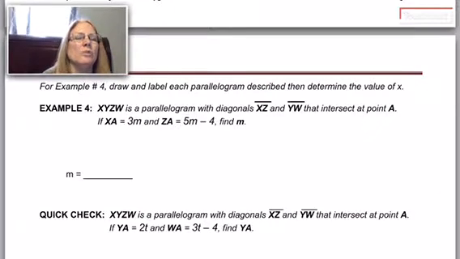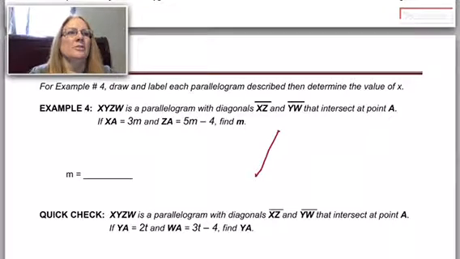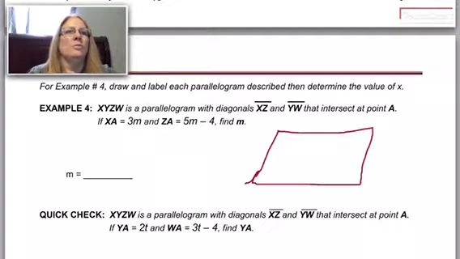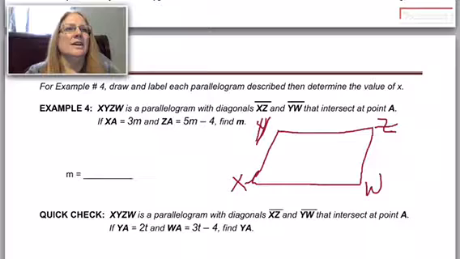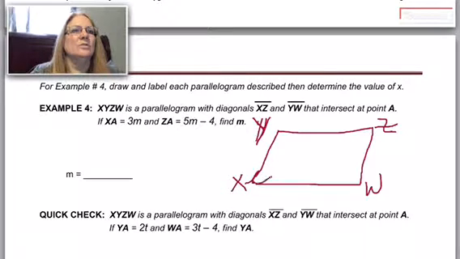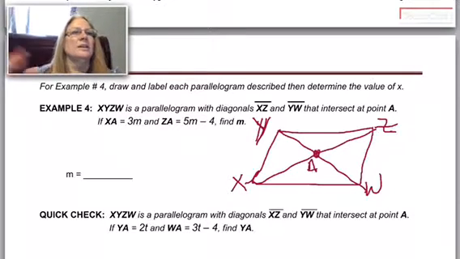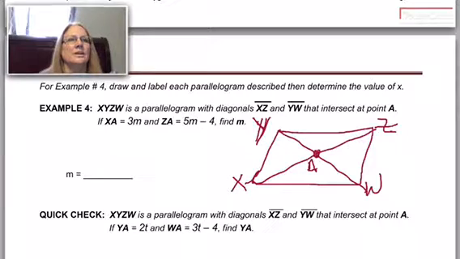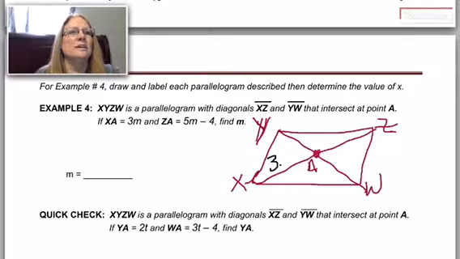Okay, I think we have time for one more, and then we'll pause the video. X, Y, Z, W is a parallelogram. So draw a parallelogram and put the order correct. X, Y, Z, W, with diagonals. So they tell us about the diagonals. They intersect at point A. So the first thing you do is just draw your picture. Then they tell us that the measure of XA is 3m, and ZA is 5m minus 4.